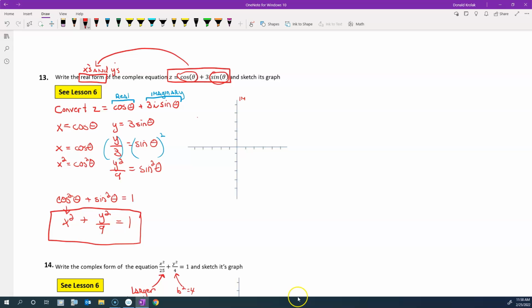That's the real form. Okay, so now to graph that, let's see, my major axis, that's going to be the longer one. So the square root of that is 3. It's going to be along there. And then x, the denominator right there is 1, and the square root of that is 1. Okay, and now I'm going to draw my rectangle and fill in my ellipse.